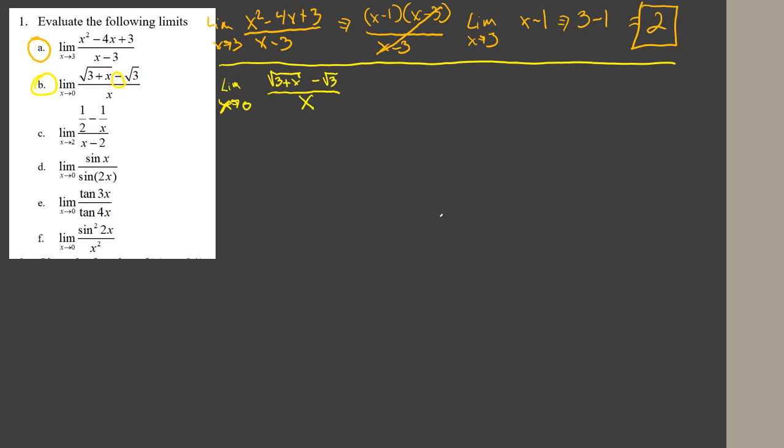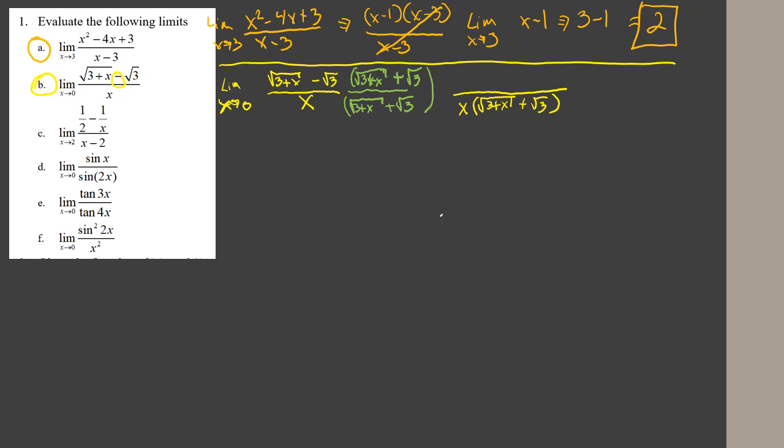But if we multiply top and bottom by the conjugate pair, being the square root 3 plus x plus square root 3, we're just multiplying the equation by 1, sorry, not 0. And we're just changing the way that it looks. I'm going to start with the denominator and keep that the same. We have x, the quantity x, times square root of 3 plus x, plus square root 3.